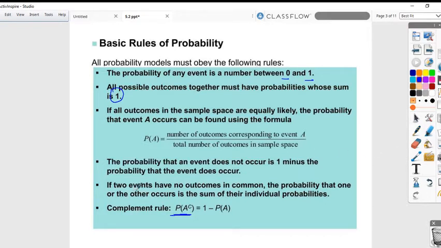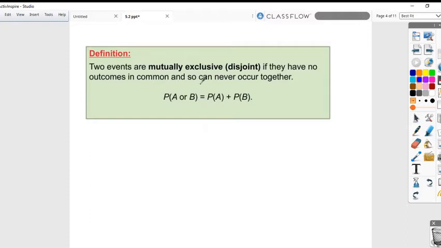And then we talk about 2 events that have no outcomes in common, or whether they do have them in common. That's the next thing we're going to talk about, mutually exclusive and not mutually exclusive. The word mutually exclusive sounds hard to understand, but the way that AP describes it, which is kind of better, is disjoint. It means that they have no outcomes in common and they can never occur together. If that is true and you're doing an OR, then OR means add. You just take the 2 probabilities and add them together: probability of A plus probability of B.